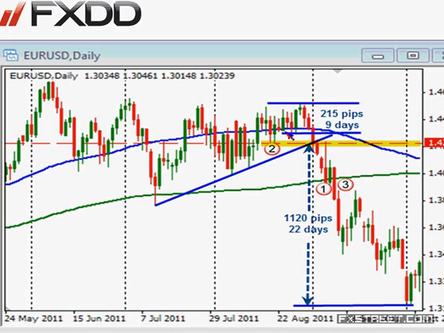The 100-bar moving average is right around that area. We had lows. 9 days, 215 pips in the trading range. The average trading range for a day in the euro last year was 157 pips. That was the average for a day. So here we had 9 days, 9 times 1, with a 215 pip trading range. Non-trending markets transition into trending markets.